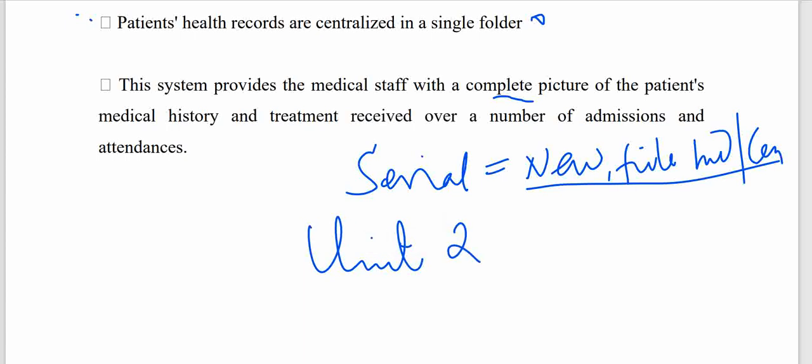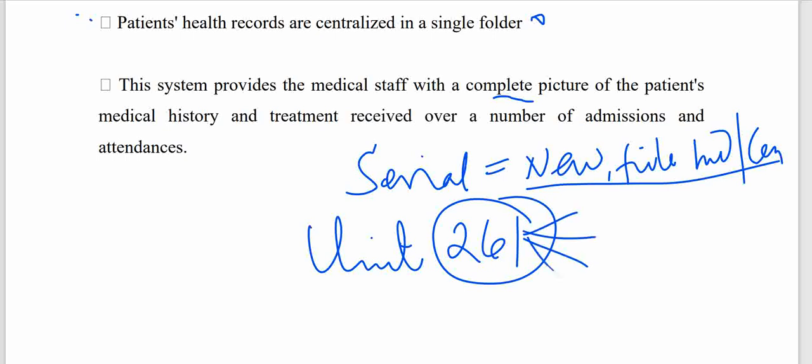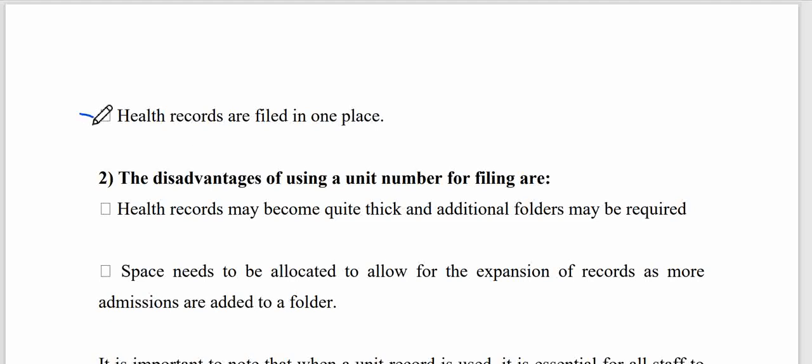But for units, if your number is 261, that is it. So when we go into the system and we enter 261, we know that belongs to you. And it will give us a clear picture of details of how many times you've been in the facility. Doesn't matter whether it is a million times. One search can get you everything that you want. Another advantage is that health records are filed in one place or location.